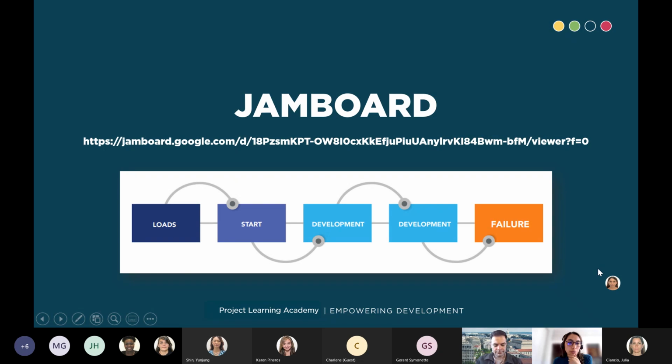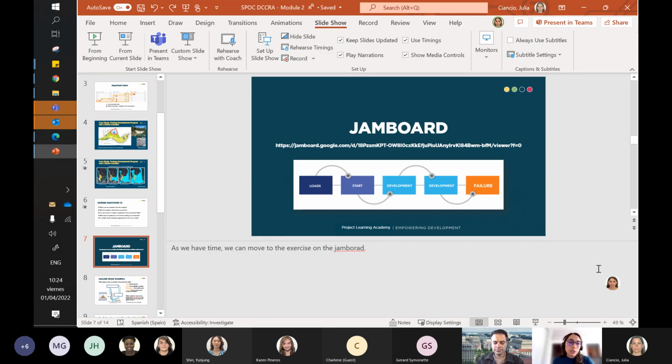So let's go to the more fun thing of this session today. We're going to work in a Jamboard to identify one of these failure modes. We're going to be like in one of these workshops, and we're going to work together to define this failure mode, very similar to what you have to do in the exercise.